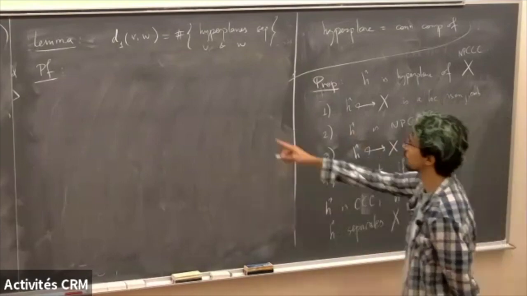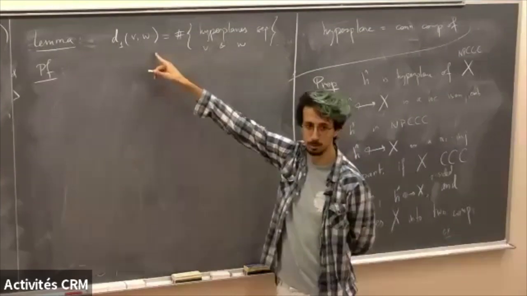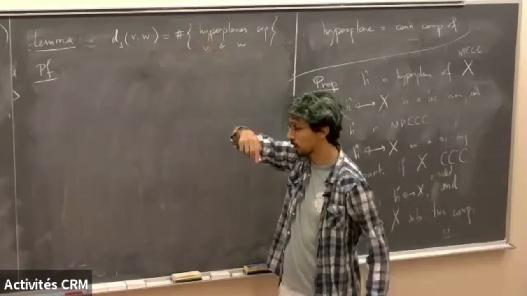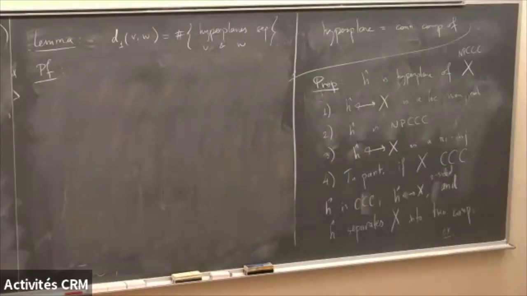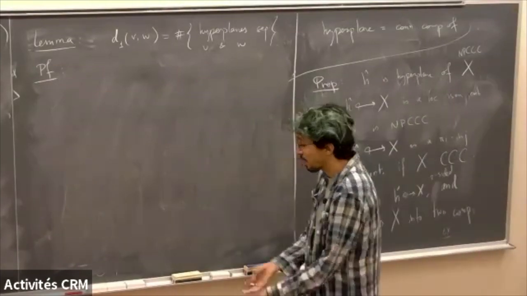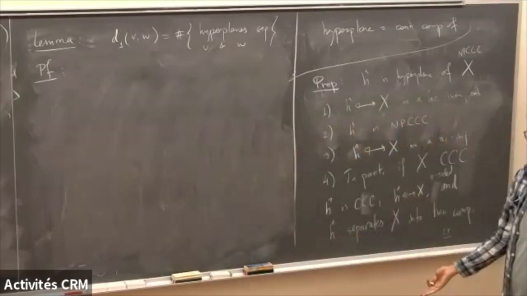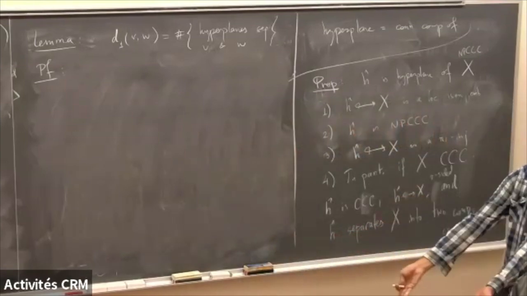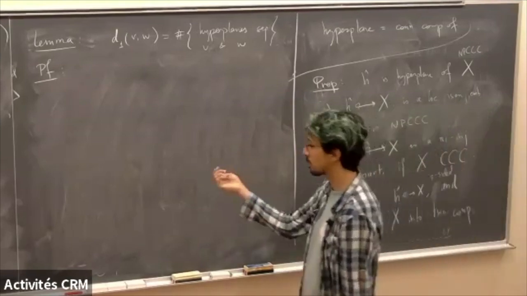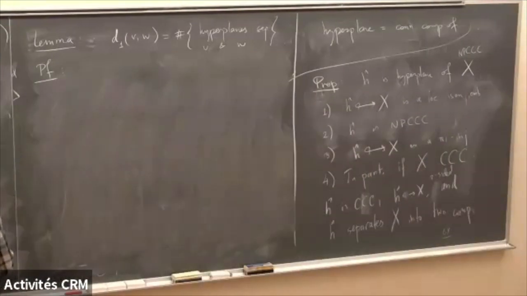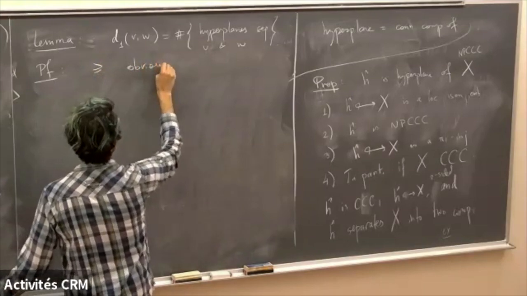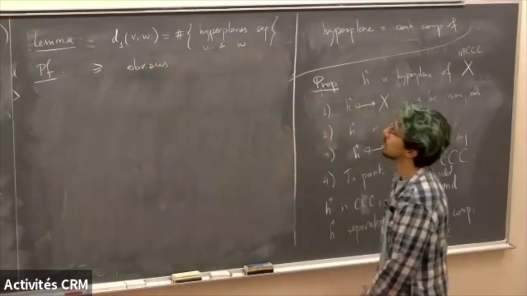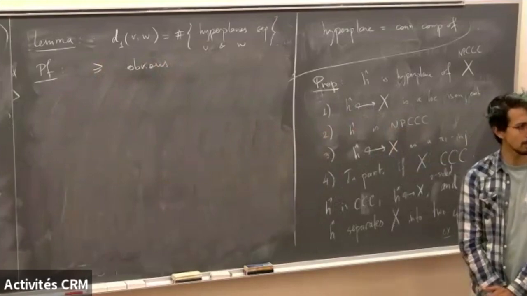I want to go from V to W, right? If I want to compute this, I have to work out all paths and look at the minimal one from V to W. But what do I know about those paths? They have to cross each hyperplane that separates V and W. If you want to go from V to W, you have to cross such a hyperplane. Each time you cross a hyperplane, you've used an edge. So this inequality is obvious, very clear. Are we all happy with this?